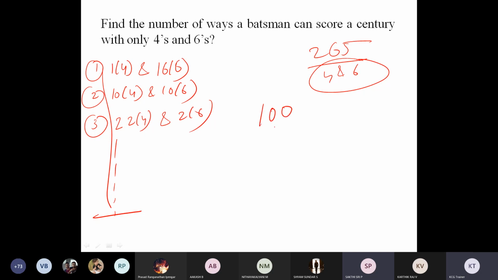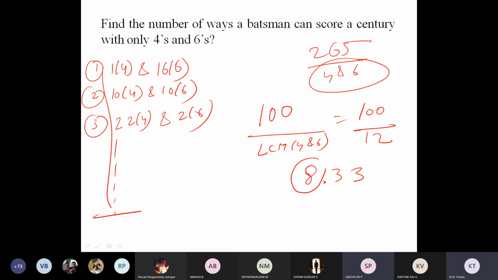How many runs required? 100 runs. And take the LCM of 4 and 6. 100 divided by, what is the LCM of 4 and 6? 12. 100 by 12 is something like 8.33. Select the number before the decimal only, which is called the quotient. It doesn't matter what decimal you get. Select only the quotient value, and that quotient is the answer. There are 8 ways a batsman can score 100 using 4s and 6s.